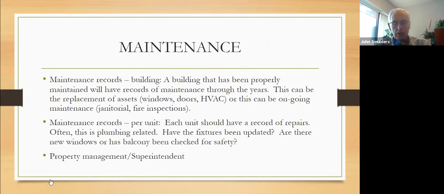Well-run buildings will have maintenance records that have been kept, okay? It can be the replacement of assets. So, Mr. Buyer, here you go. Here's the maintenance record. The windows were all replaced in 2017. Well, that's fantastic, okay? They can be ongoing maintenance, janitorial, fire inspections, well-run buildings.